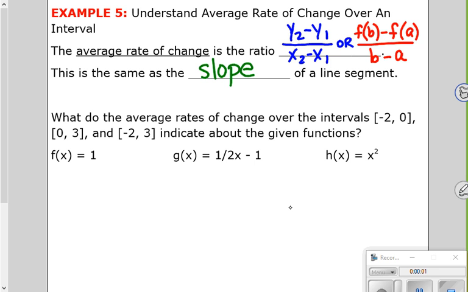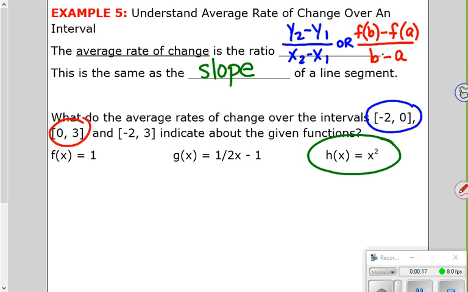Example 5 here in lesson 1-1, and we're going to focus on finding the average rate of change on the parabola h of x equals x squared over these three intervals: from -2 to 0, from 0 to 3, and from -2 to +3. So we actually have 3 tasks to do for one problem. So there's like 3 sub-problems here.